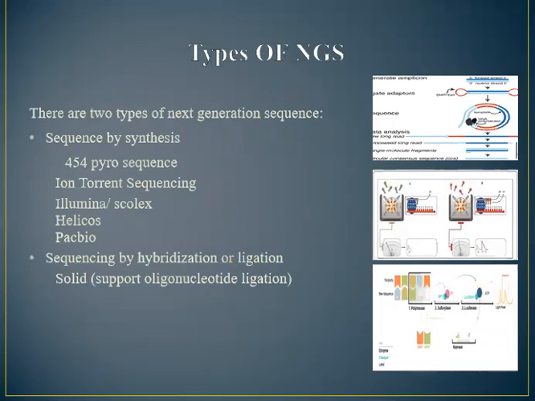Types of next generation sequencing. There are basically two types: sequencing by synthesis, and sequencing by hybridization or ligation. Pyrosequencing is a method of high throughput DNA sequencing that utilizes a single strand of DNA with a length of 400 to 500 bp.